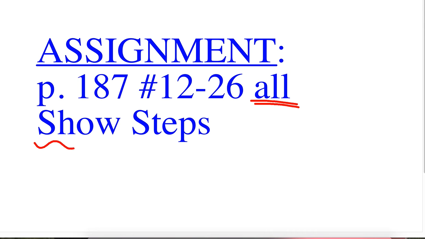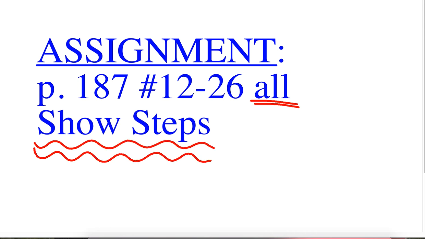And notice this. Show your steps, also known as show work, also known as SW, if you see that in Family Access or Skyward or the online gradebook. SW means show work, which means show your steps.